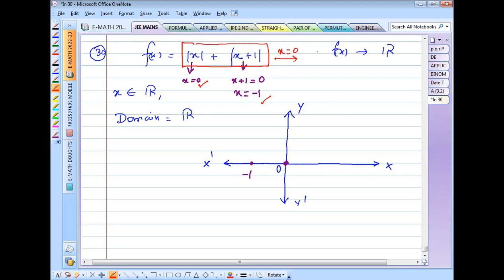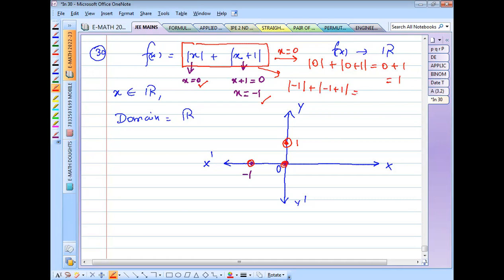So what will happen? Mod 0 plus mod 0 plus 1. How much? Mod 0 is 0, mod 1 is 1, that means 1 only. So for 0, the value should be 1, right? So mark it on the y-axis. Later, what is the next root? -1. So now put in this value for x, -1. So -1 under modulus plus modulus of -1 plus 1. Okay. Did you understand this?